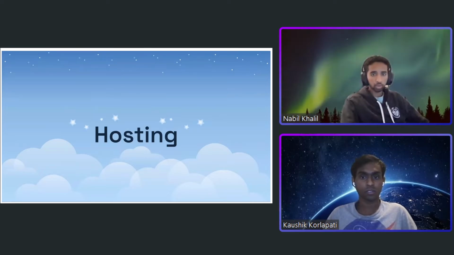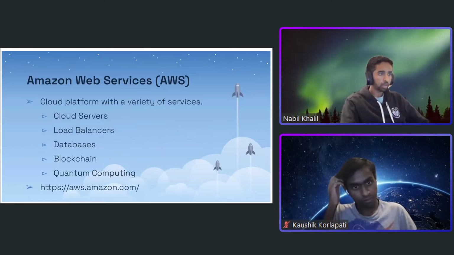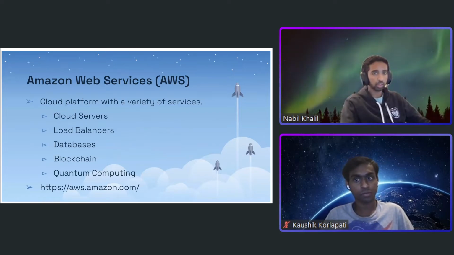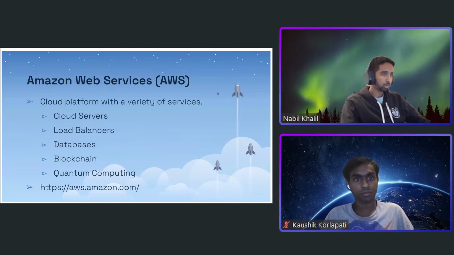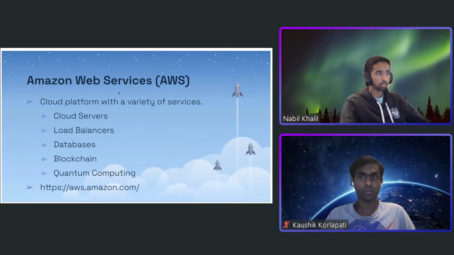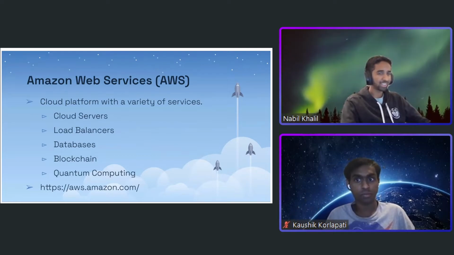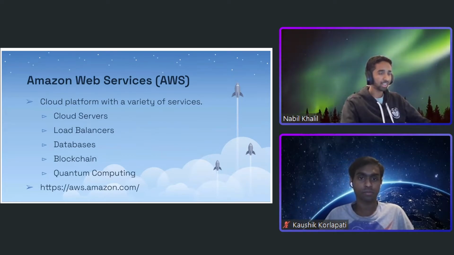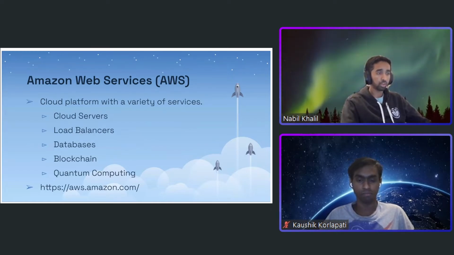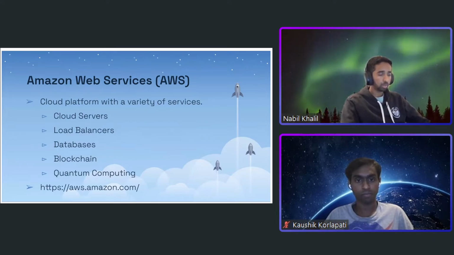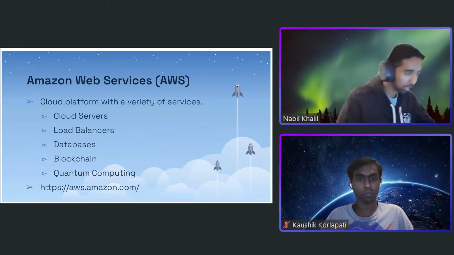And now we'll be going over hosting. There are a lot of hosting options. We just picked 2 for today, but there are tons of them. One of the most popular ones, and one of the reasons why Zyblix goes out a lot, maybe not a lot, but it goes out, is AWS. AWS is a cloud platform with a variety of services. They have cloud servers, load balancers, databases. They even have some blockchain stuff. They have some quantum computing stuff in there. It's crazy.